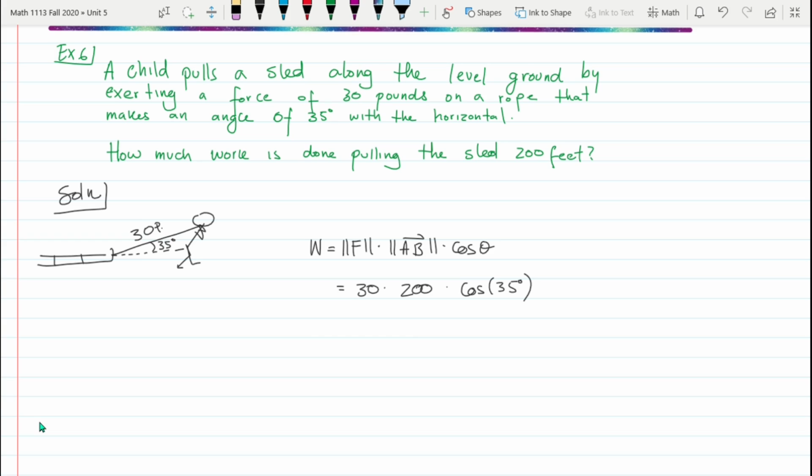All of this, assuming the calculator is in degree mode, has an answer of 4915. Okay, so the work done is approximately 4,915 foot-pounds. So foot-pounds is the unit for work. And that is everything from section 6.7.